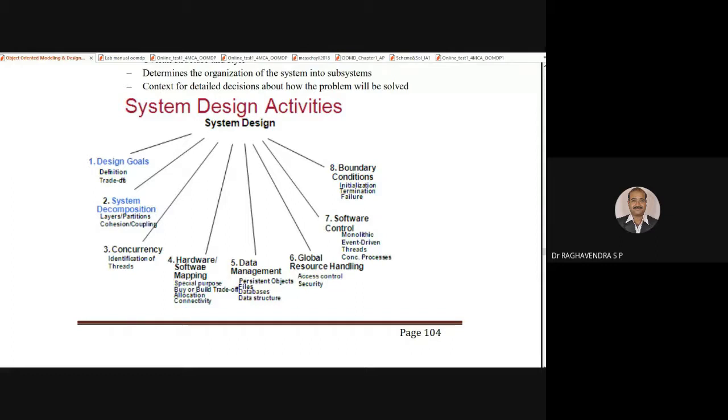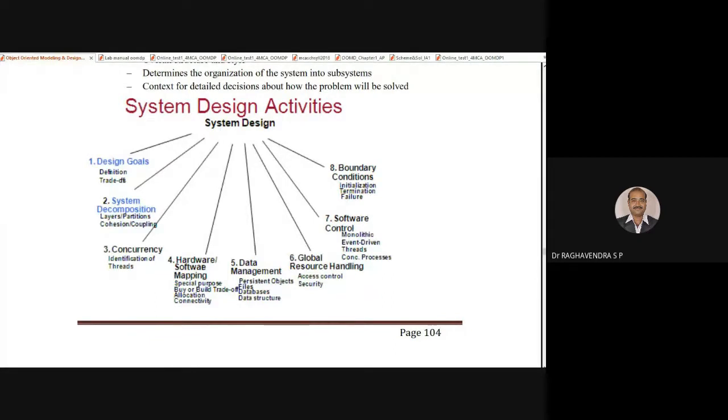So all these things come under our global resource handling. Then we have the software control, meaning single control, that is monolithic, or event driven. Event driven means event driven programming languages. If you perform some action, another action will follow. For example, if you click on a command button, data will be stored. If you right click on the mouse button, a pop-up menu will be displayed.